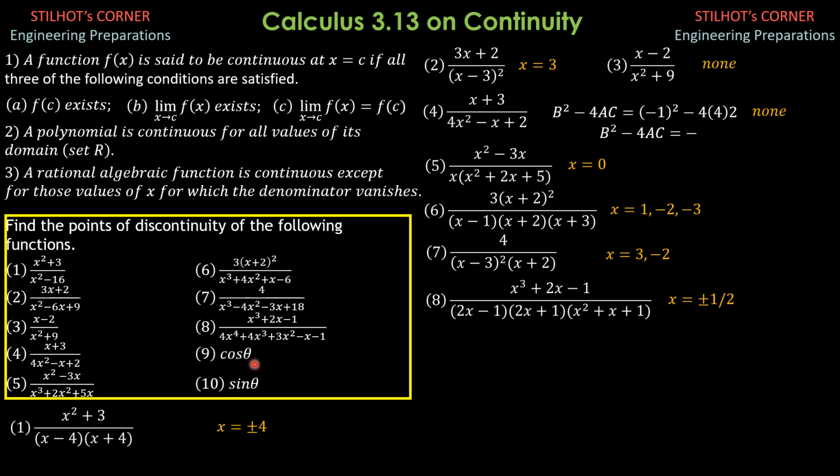Then number 9, you should learn that the graph of the cosine function is continuous everywhere from negative infinity to positive infinity. It will only oscillate between negative 1 and 1. It will also cross 0, but the minimum value is negative 1 and the maximum value is 1. Same is true for sine. Therefore, there's no point of discontinuity for the cosine function as well as for the sine function. So none for cosine, and for sine function, it's also none.